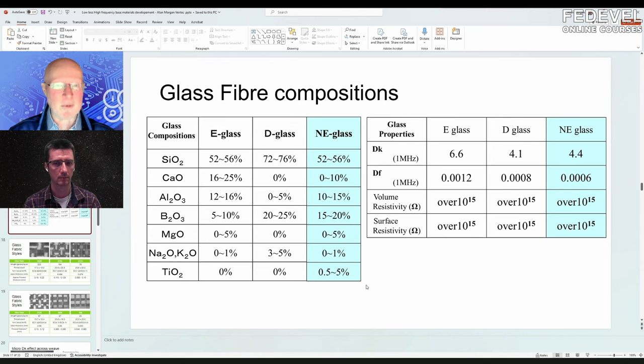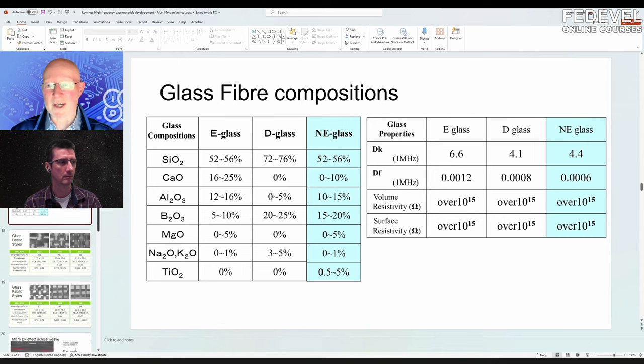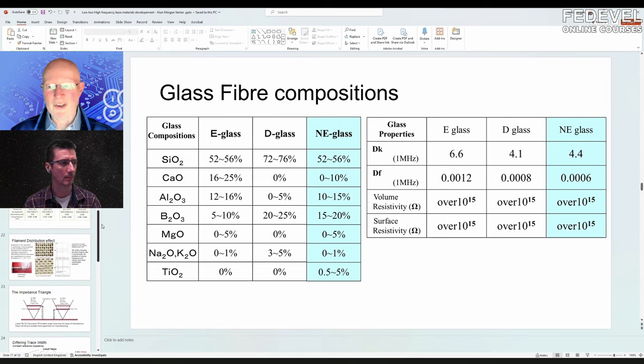But I think the main thing that people should take away is to look at the style of glass. I think that's the number one thing. If you can change the style of glass to these spread fibers, these denser glass fibers, you will immediately improve the signal integrity of the material. So that's a talk through the various bits to do with the resin.